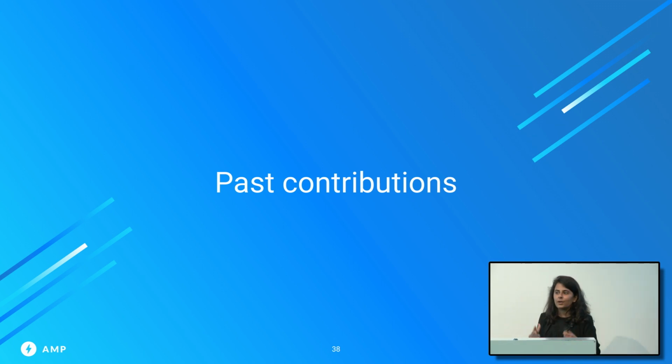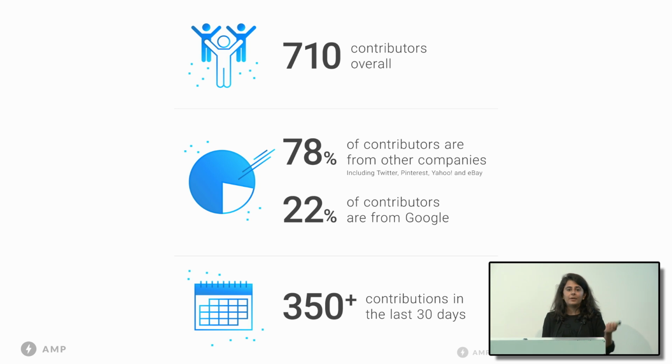Now that hopefully I've got you excited about why contribute to open source and why contribute to AMP specifically, let's talk about some of the experiences that people have had contributing to AMP. AMP currently has around 710 contributors in total. 78% of these are external to Google, from other companies like Twitter, Pinterest, Yahoo, eBay, AliExpress, etc. And in the past 30 days, over 350 contributions have been made to the AMP project.